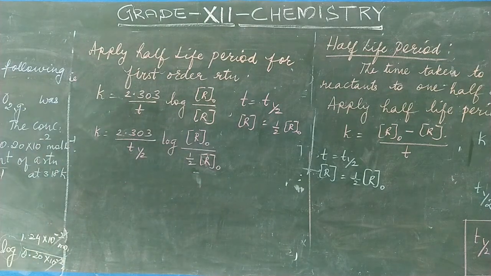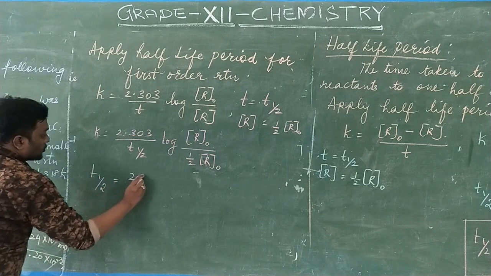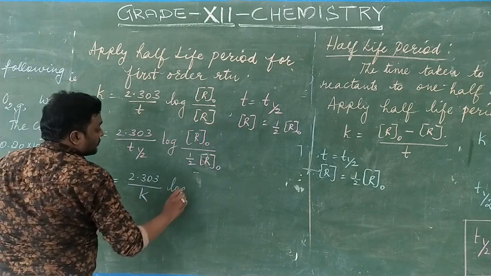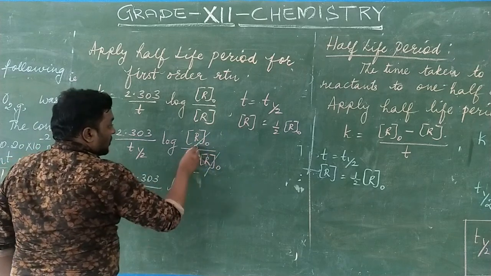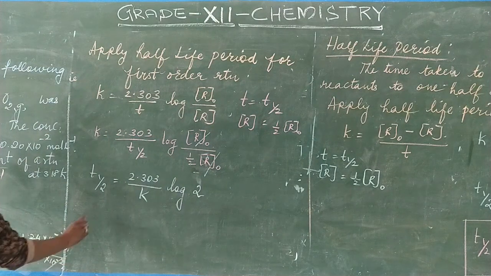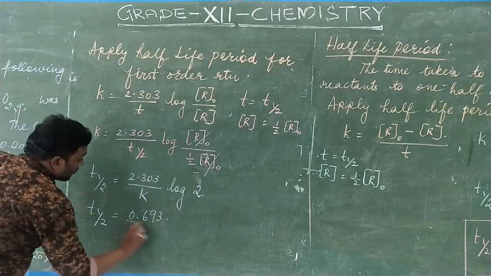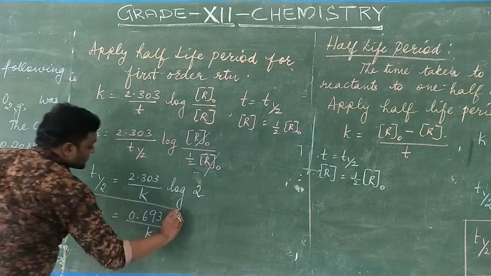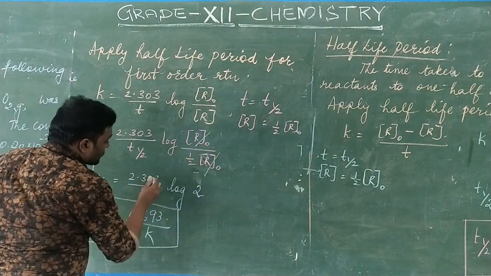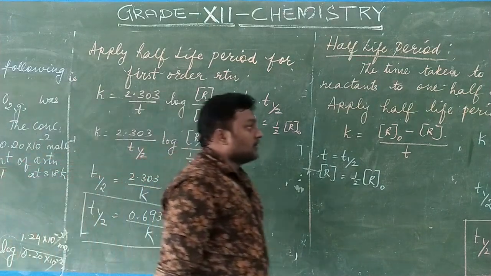Now what will happen? T half I have to take on that side, since I have to find out the half-life period. So 2.303 divided by k into logarithmic value of this, R naught will get cancelled and 2 will go here, logarithmic value of 2. So now T half will be equal to 0.693 the whole divided by k. This is the rate constant for first order kinetics. Log value of 2 கண்டுபிடிக்கணும், வந்த value ஓட you have to multiply divided by k. So this is the half-life period for first order kinetics.